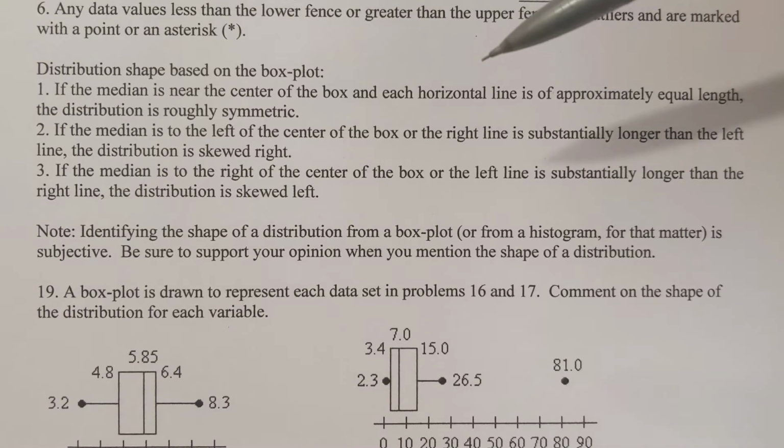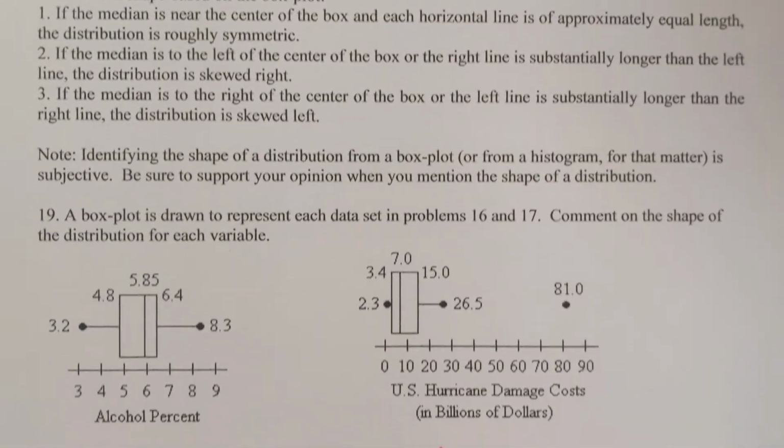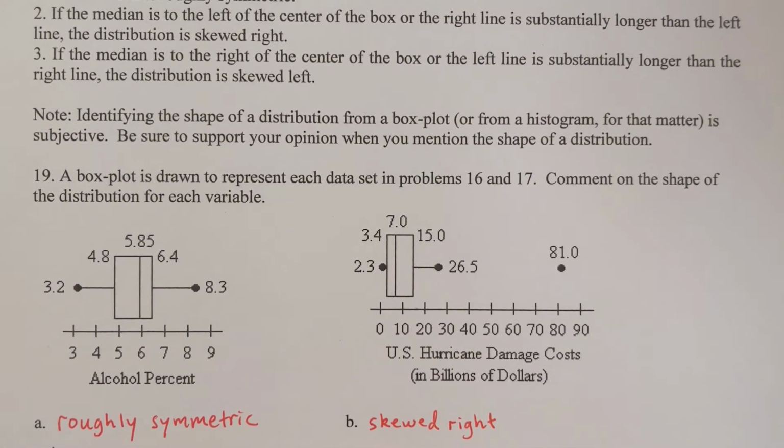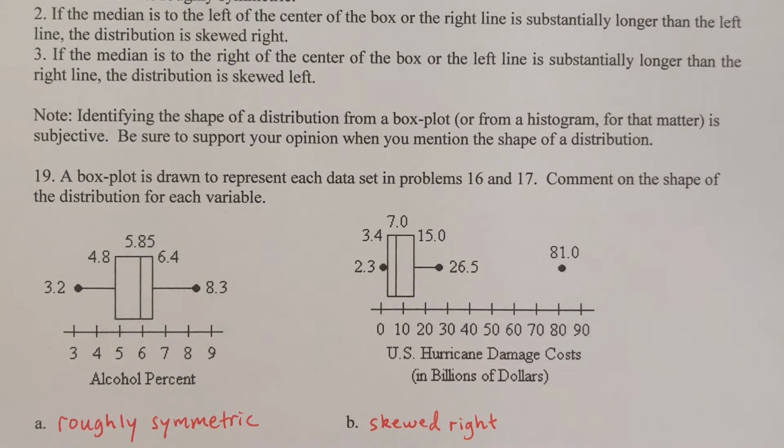Okay. And then step 3, if the median is to the right of the center of the box, or the left line is substantially longer than the right line, if either one of those two things happen, then you can say that the distribution is skewed to the left. There's a note, identifying the shape of a distribution from a box plot or from a histogram, for that matter, is subjective. Okay, be sure to support your opinion when you mention the shape of a distribution.